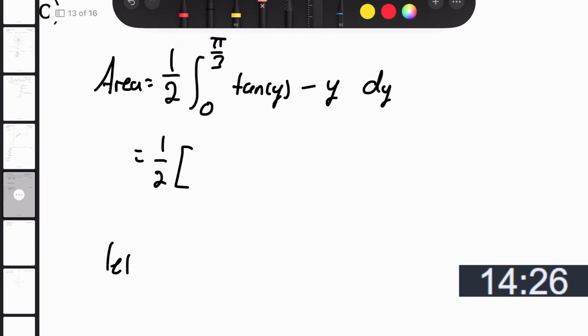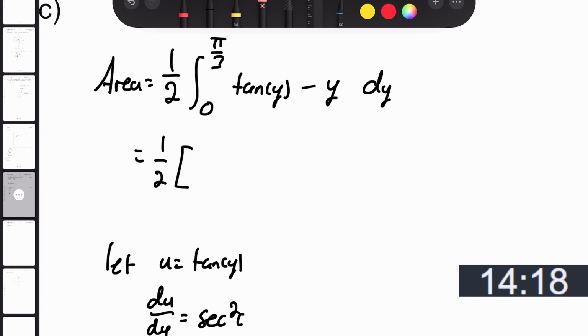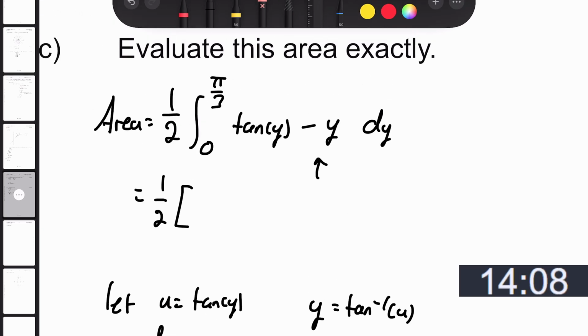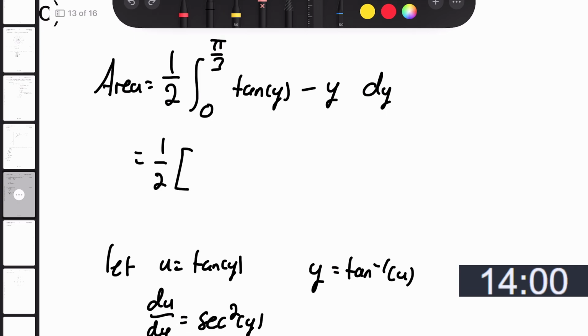I say let u equal tangent of y. du/dy is going to equal secant squared of y. y equals inverse tangent of u, which doesn't help for this case. Oh no, it can, I think. I just don't have a secant squared of y.